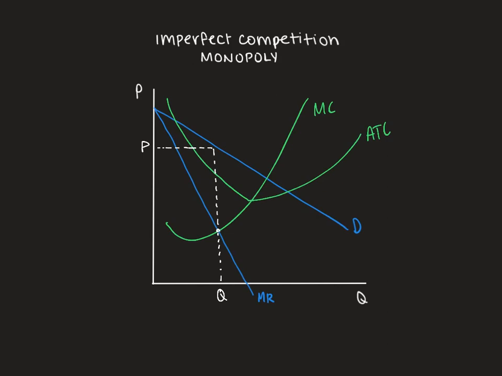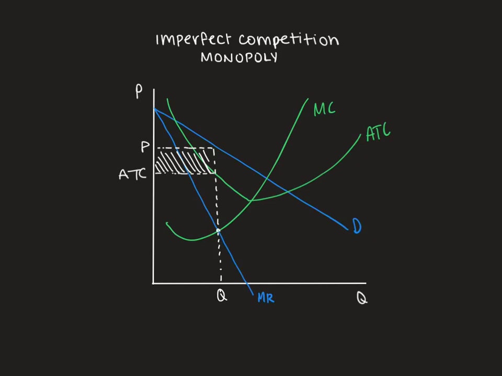In order to find the profit or loss that the monopoly is making, you have to dot up from your quantity to the ATC curve in order to find the amount of total cost. And so that would be right here. And so that would make this box the area of profit or loss. And since your total revenue is greater than your total cost, that would make it profit. So this monopoly is making a positive profit.